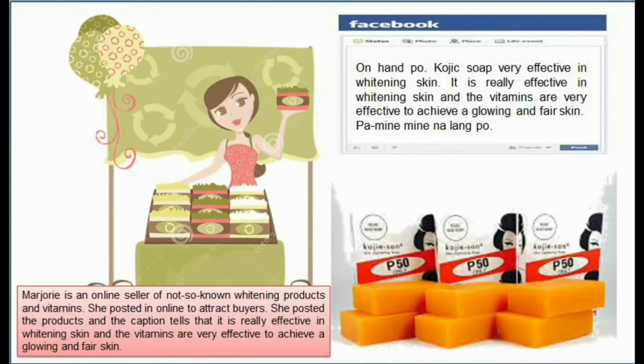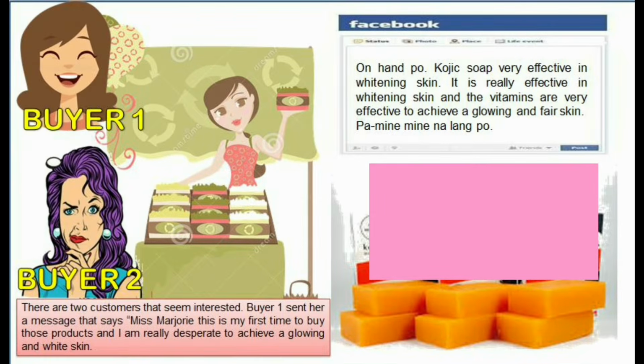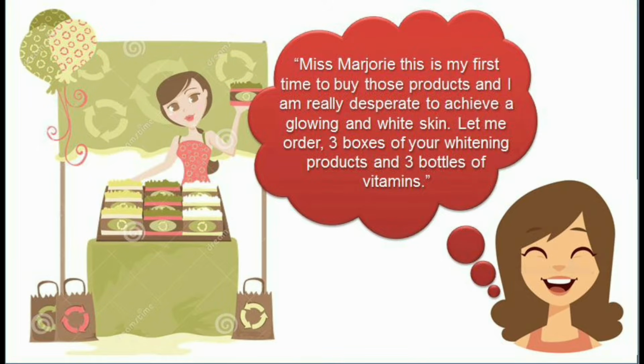Okay, listen carefully. Situation 1. Marjorie is an online seller of not-so-known whitening products and vitamins. She posted it online to attract buyers. She posted the products and the caption tells that it is really effective in whitening skin and the vitamins are very effective to achieve a glowing and fair skin. There are two customers that seem interested. Buyer 1 sent her a message that says, "Miss Marjorie, this is my first time to buy those products and I'm really desperate to achieve a glowing and white skin. Let me order 3 boxes of your whitening products and 3 bottles of vitamins." Without any further question, she bought the products.